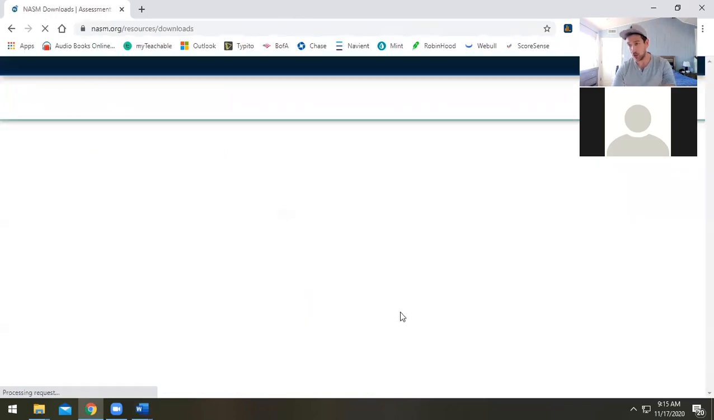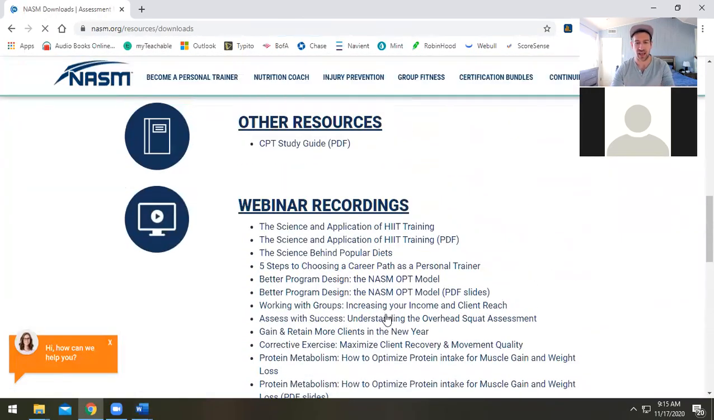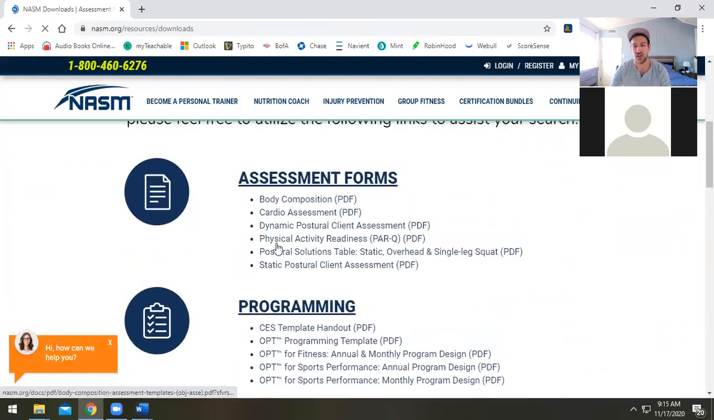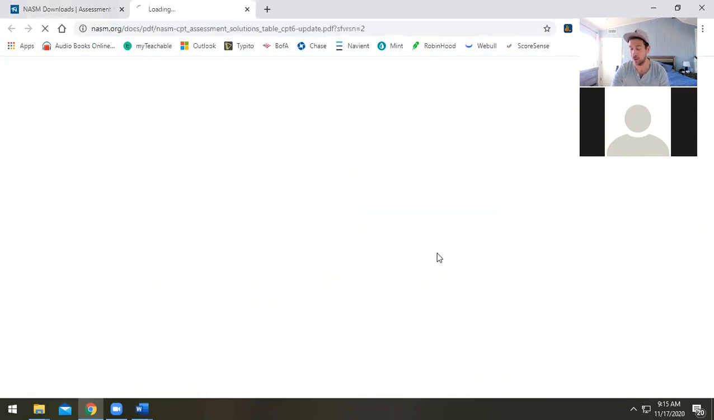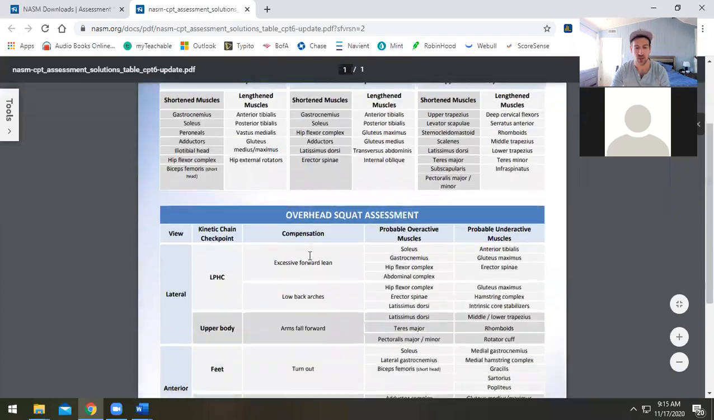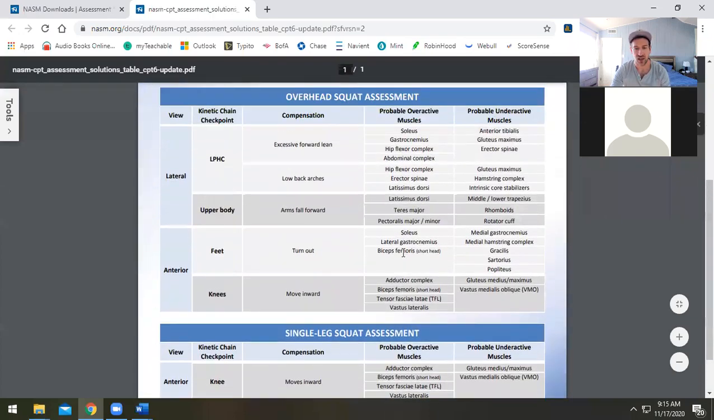We go to nasm.org, we go to the downloads page, and we look at the postural distortions table for the overhead and the single leg squat. And we see from the lateral view in the upper body, the arms fall forward. Our overactive muscles list is going to be our latissimus dorsi, right? And that one makes perfect sense right away, right?